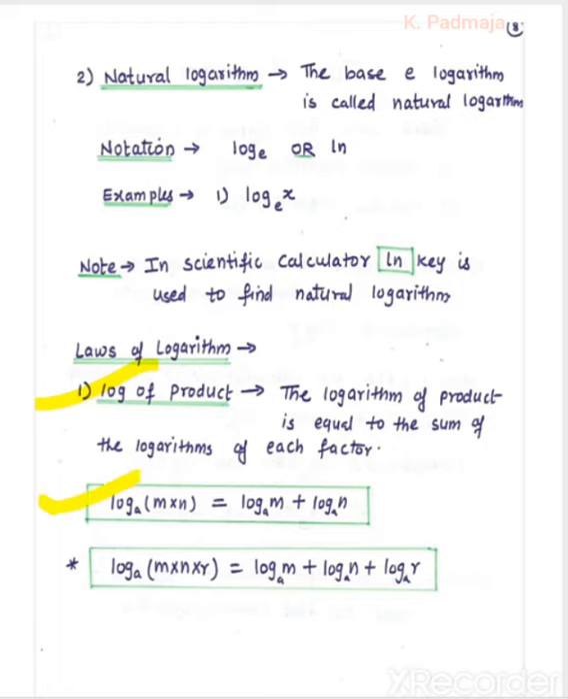Or we can extend this rule up to 3 or 4 terms as well. Log of m into n into r. Suppose we have 3 terms here. In that case also we can use the log of product rule: log of m to the base a, plus log of n to the base a, plus log of r to the base a. So in this way we can extend it up to 3 terms, 4 terms, and as many as we require.